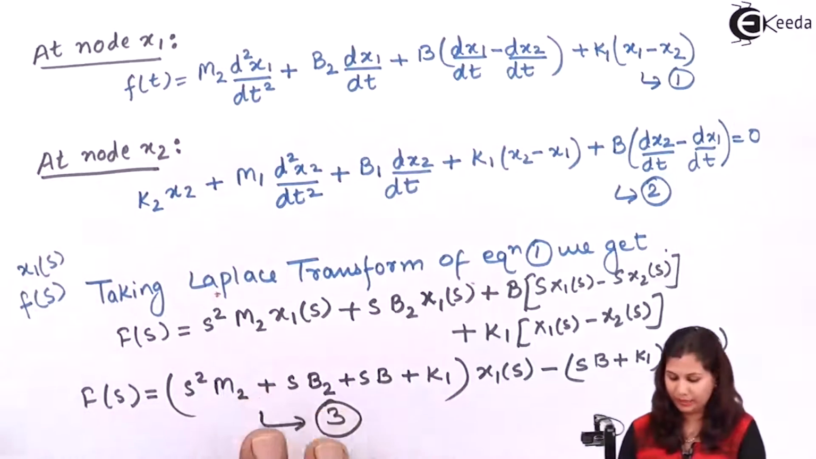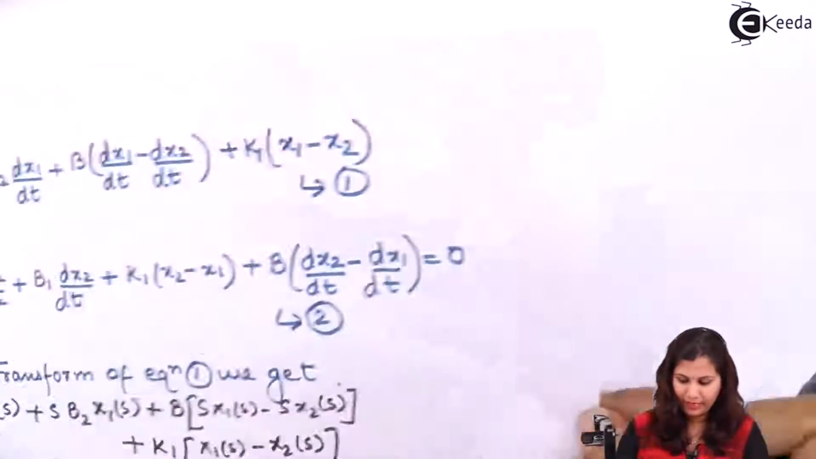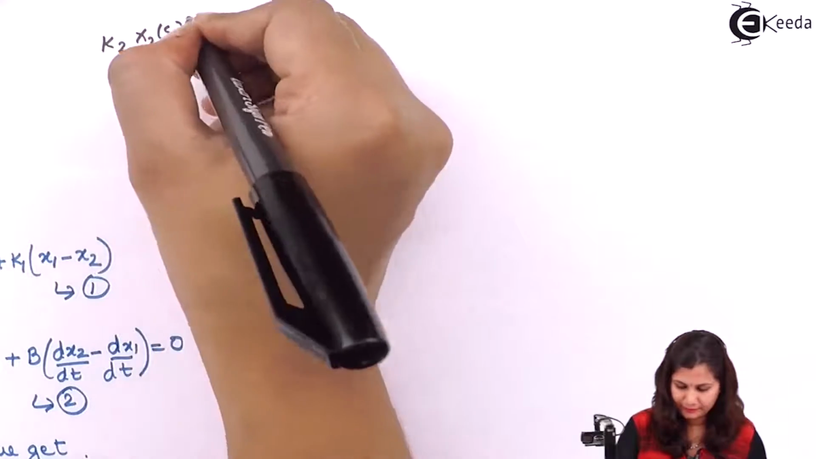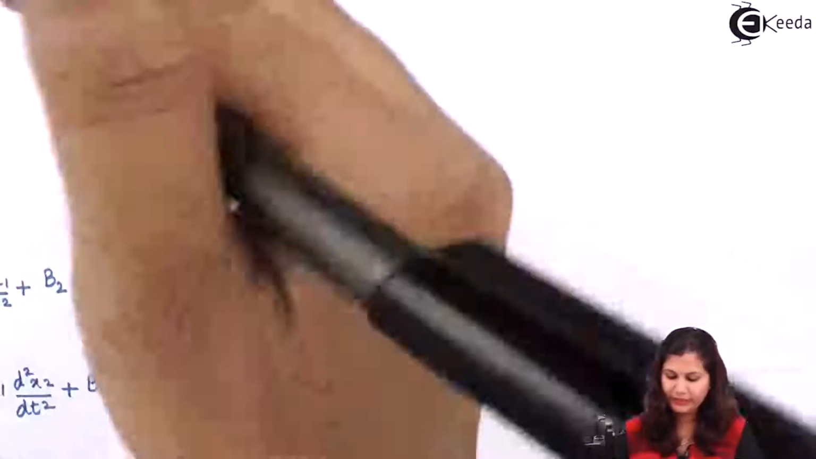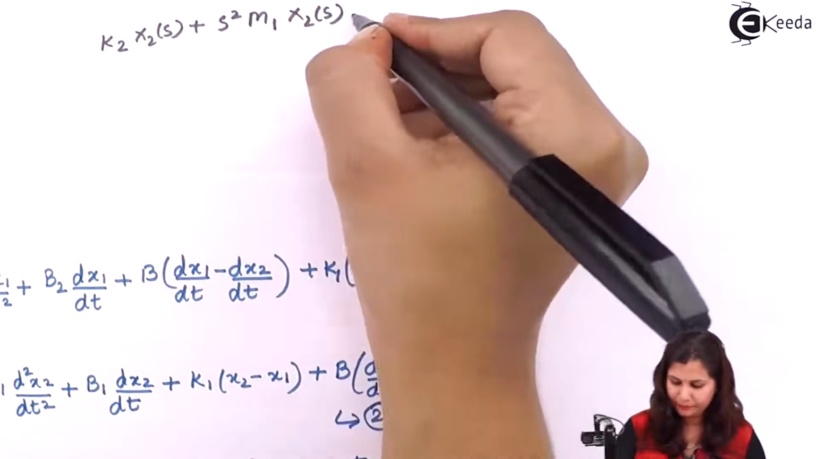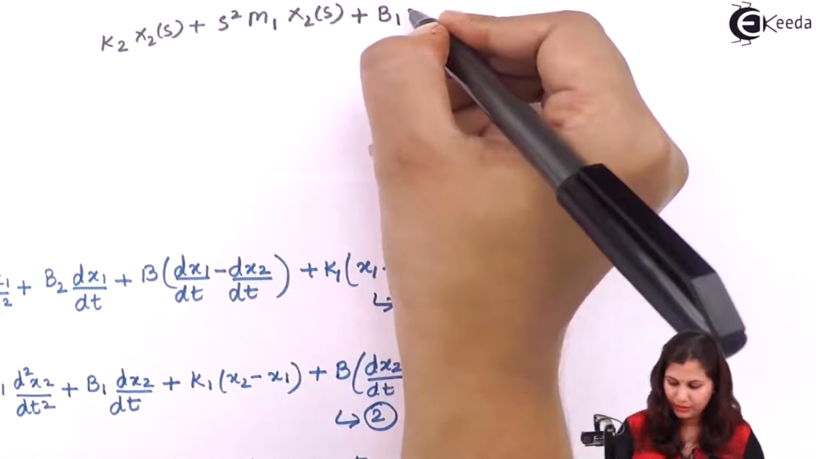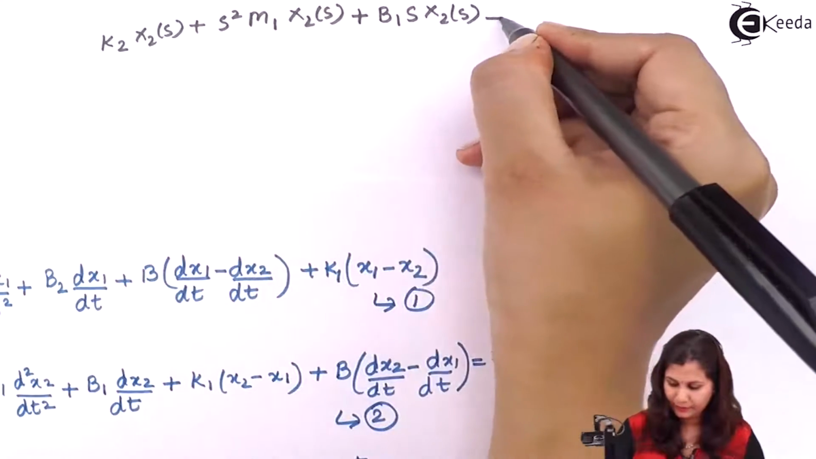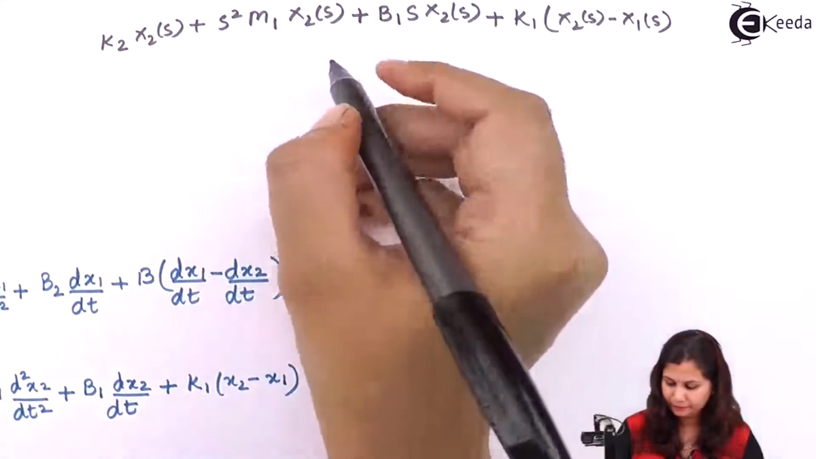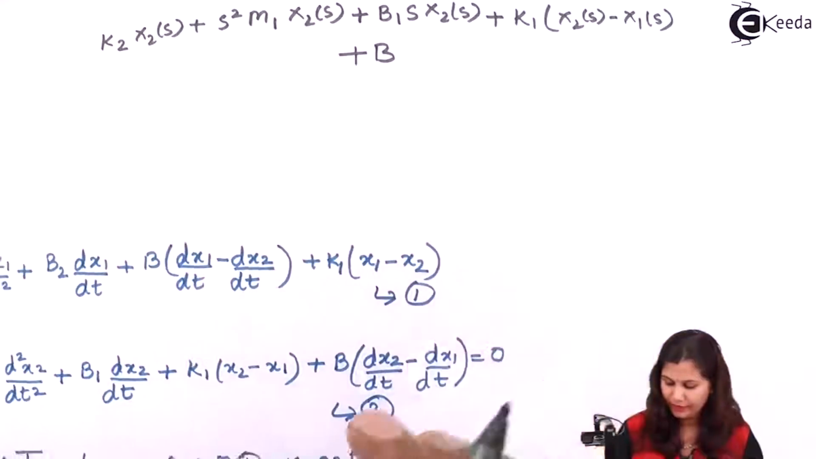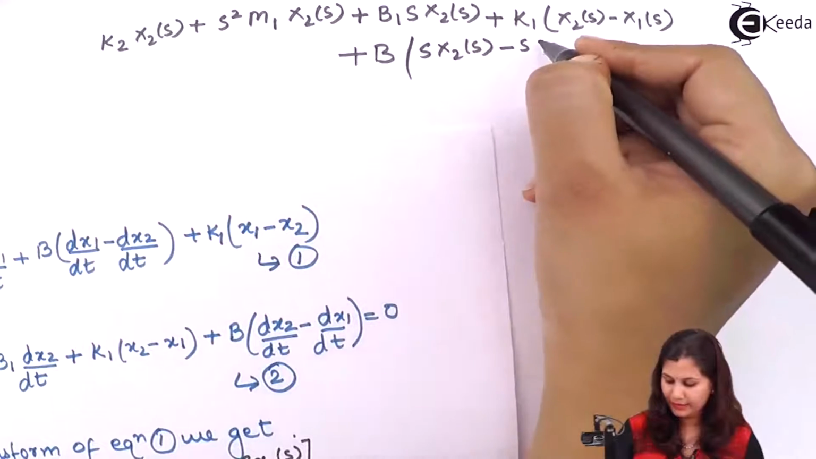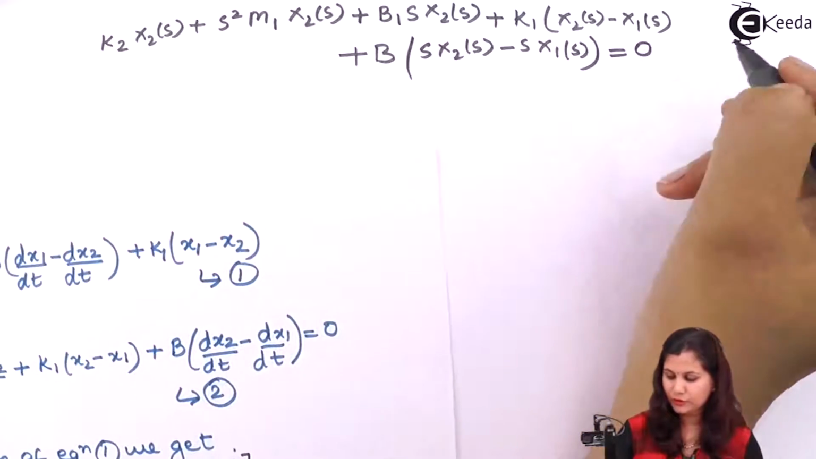Now take the Laplace transform of the second equation, we will get, we have here k2 x2, so it will be k2 X2(s), plus m1 d2x2 by dt square, so it will be s square m1 X2(s), plus b1 s X2(s), plus k1 times X2(s) minus X1(s), plus b times dx2 by dt minus dx1 by dt, so we will get s X2(s) minus s X1(s), and this equals 0.